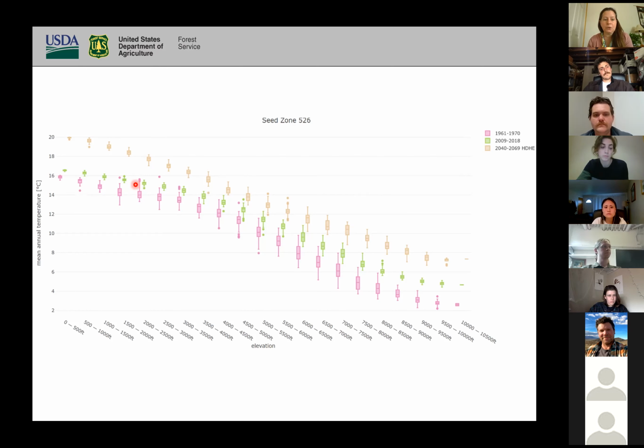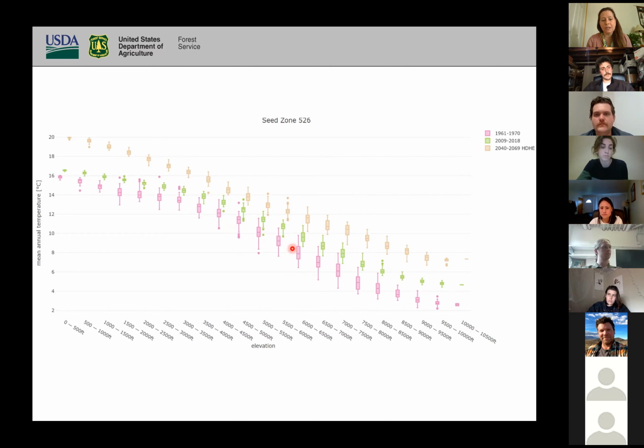So we look at the current and maybe recent past climates. You can see as you go up in elevation, the overall mean annual temperature goes down. We go from over 16 to over 6. So 10 degrees of difference between a 0-foot elevation and 10,000 feet elevation. And you'll also see that at each of these elevational bands, there's been warming.